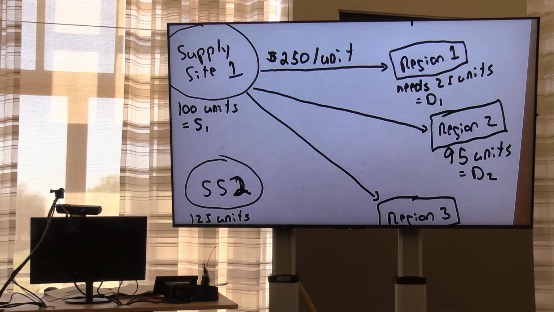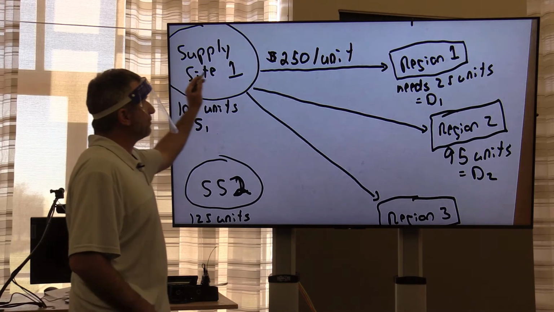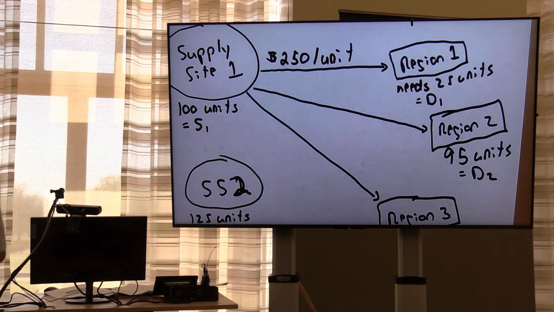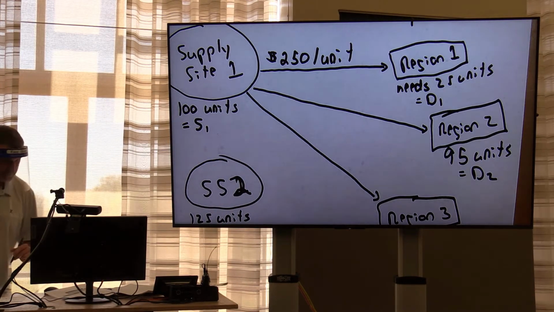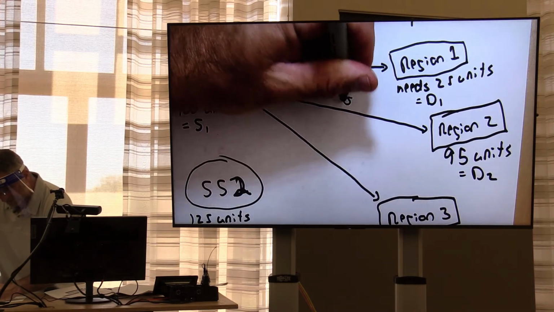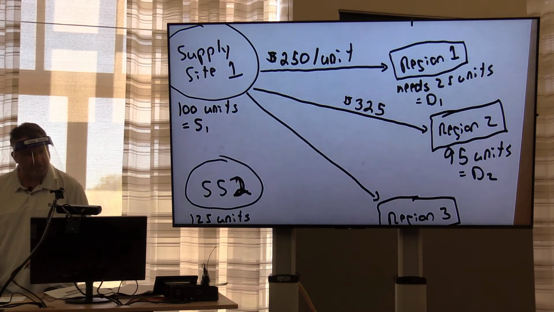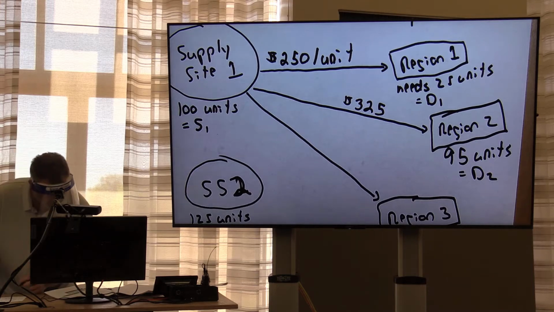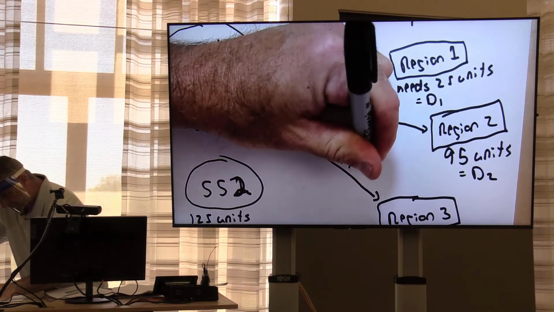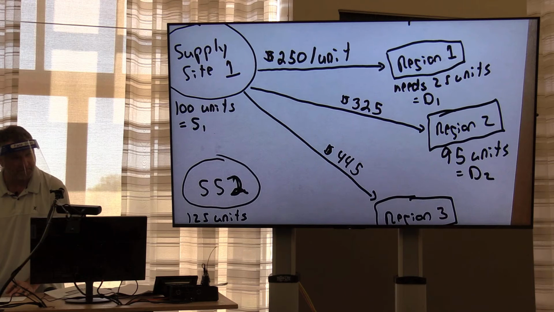So what that means is it costs $250 to transport one unit from supply site 1 to region 1. It's $325 to take it from supply site 1 to region 2. $445 to take it from supply site 1 to region 3.